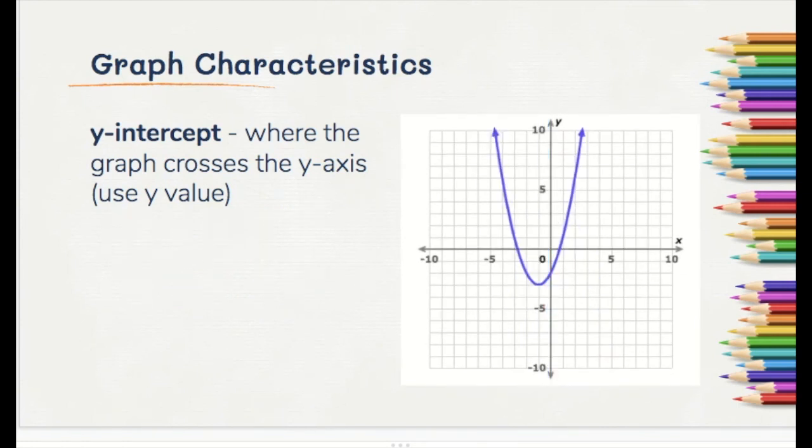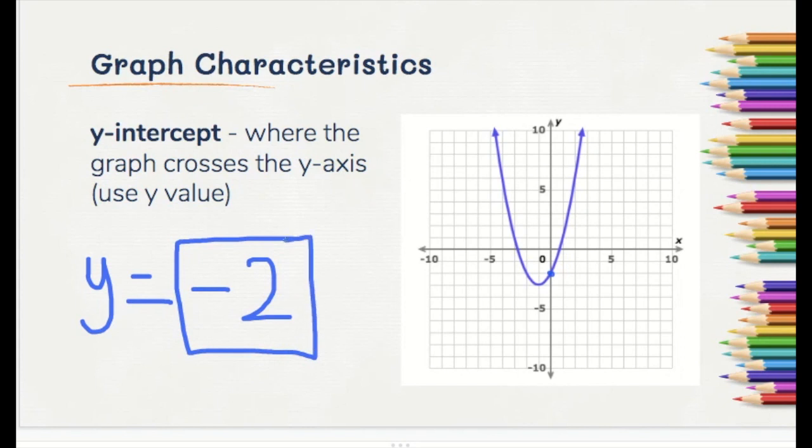Let's try another example. So here, once again, we have to go to the y-axis and find the point where the graph crosses. And the y value here is -2. So y equals -2. In IXL, all you need to put is -2.